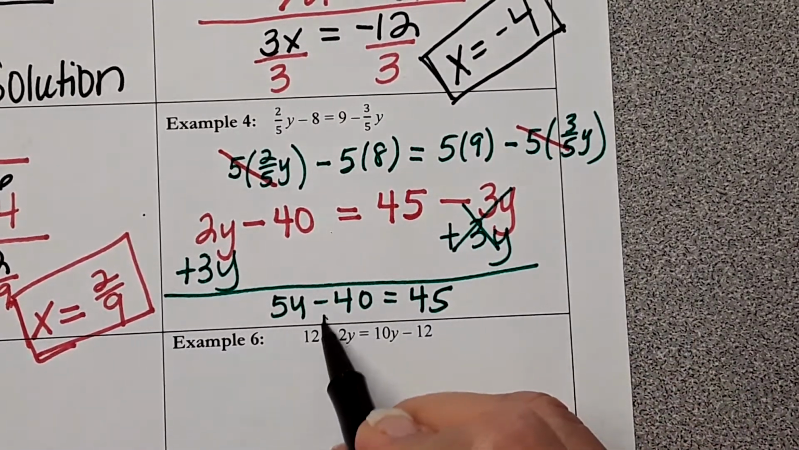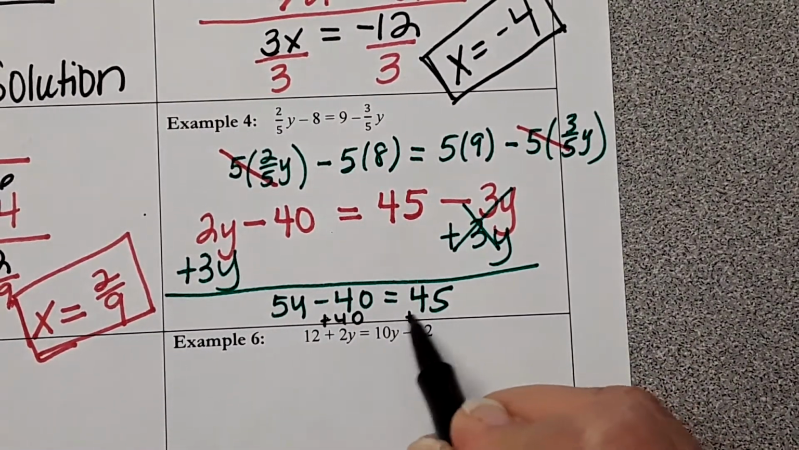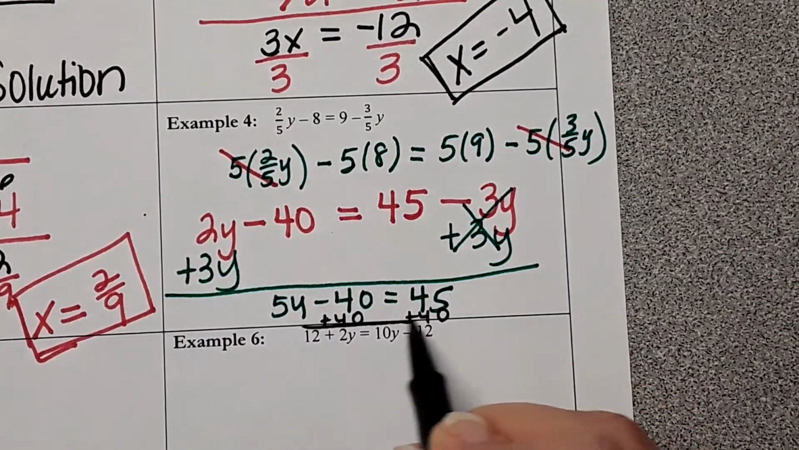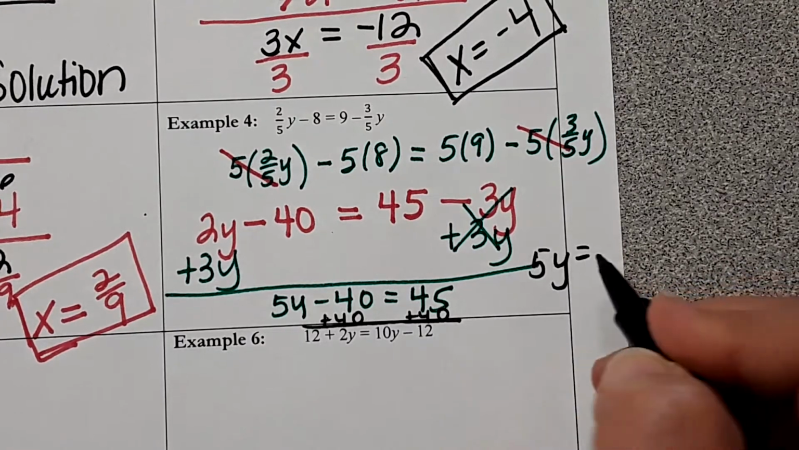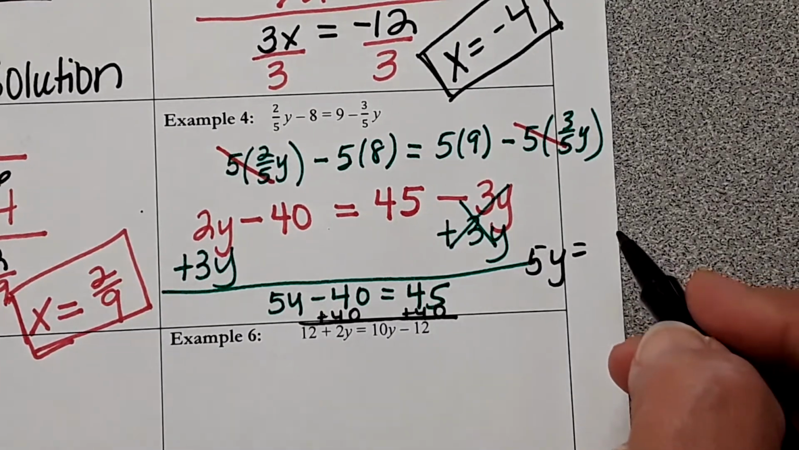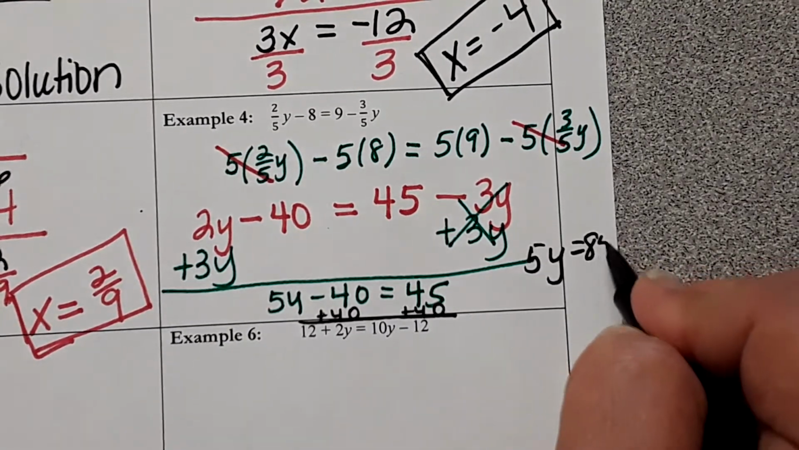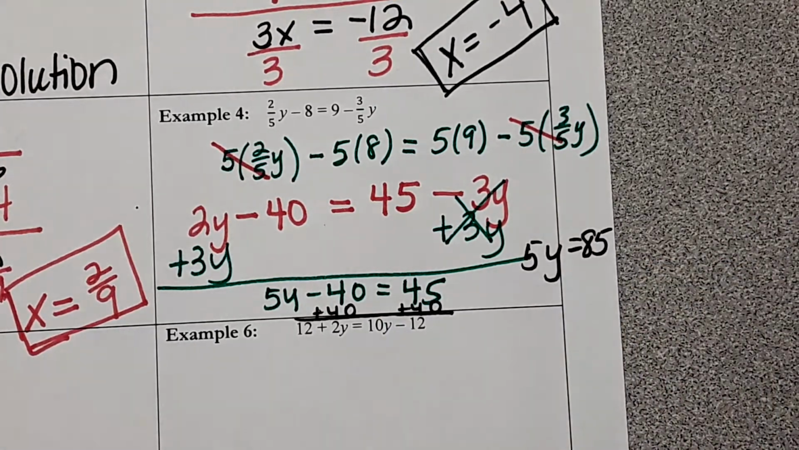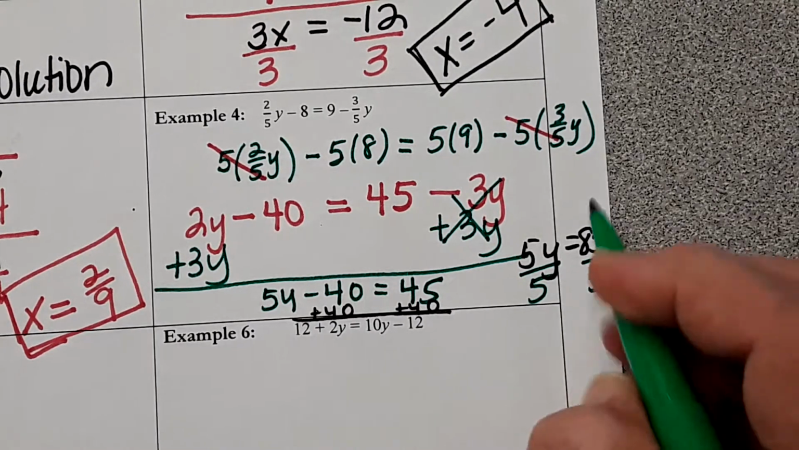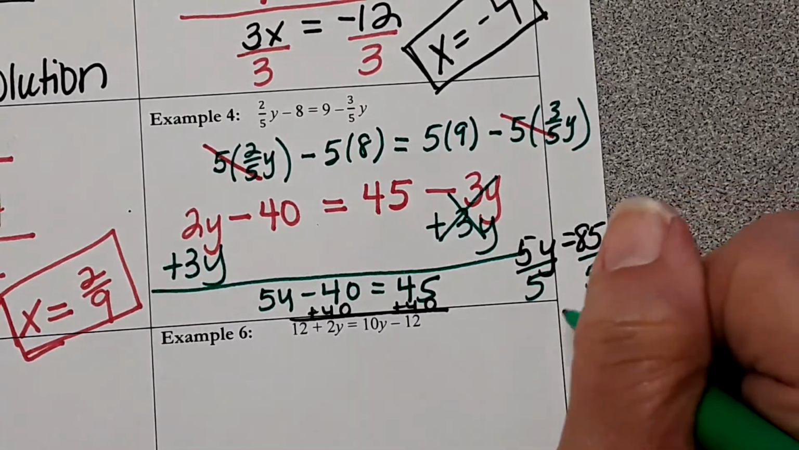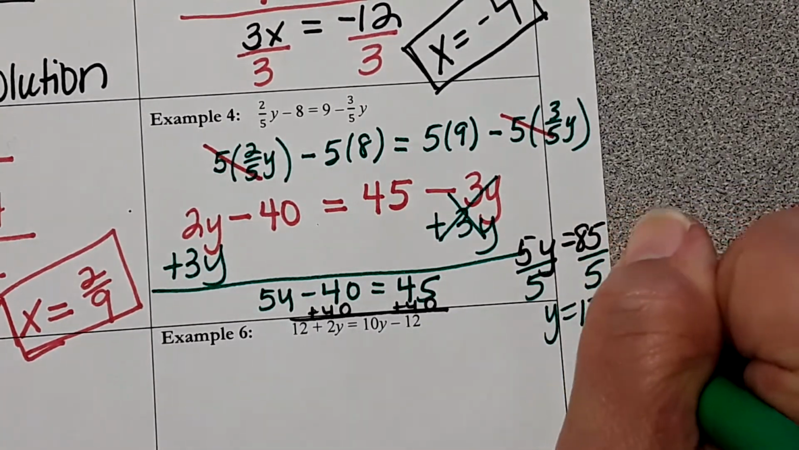I'm going to add 40 to both sides. So then I have 5y equals what? What's 45 and 40? 85. 85. Divide by 5. And our answer is y equals 17.